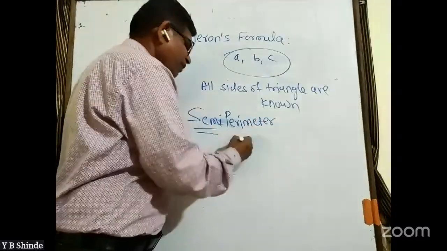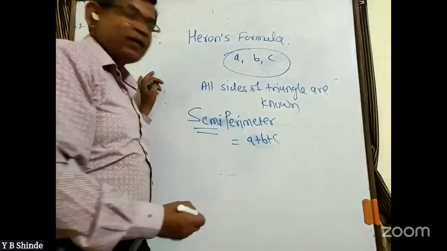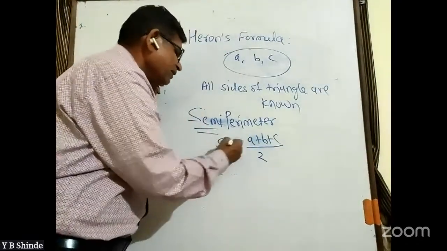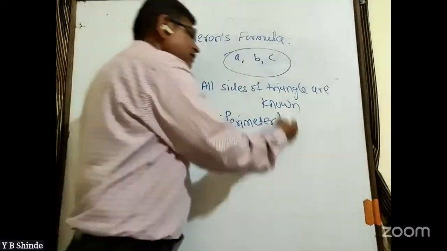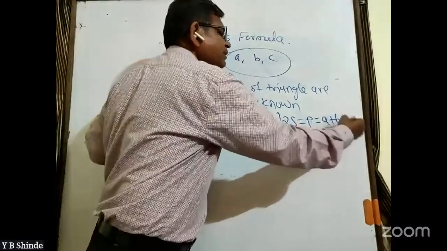Semi-perimeter. How will you find it? Sum of all sides, it is called perimeter, upon 2. That is the value of S. What does it mean? 2S will be the perimeter, that is A plus B plus C.